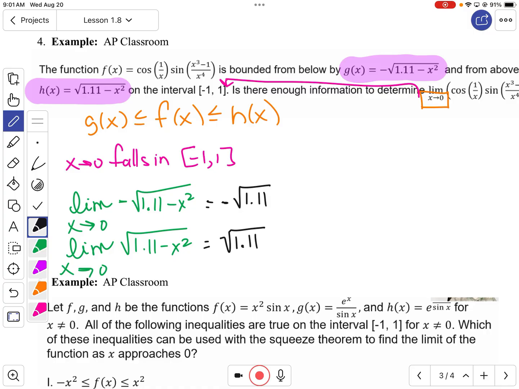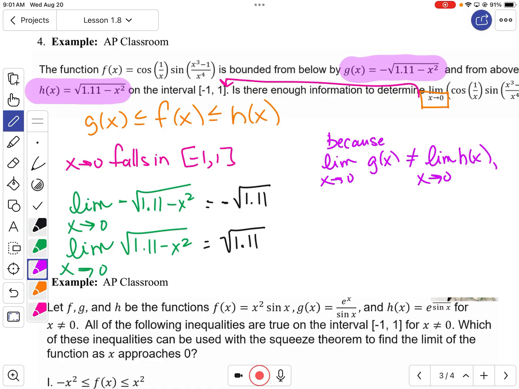Does the squeeze theorem work? No. I had the information that I need, but the squeeze theorem doesn't work. Why does it not work? Those two limits are not equal. And so this is what we would say: because the limit as x approaches 0 of g of x is not equal to the limit as x approaches 0 of h of x, the squeeze theorem does not apply.